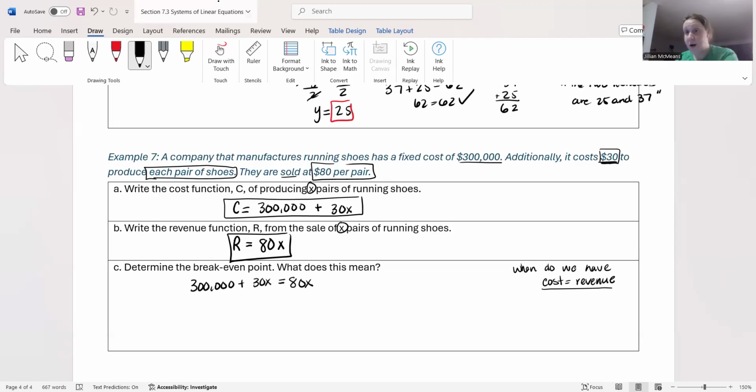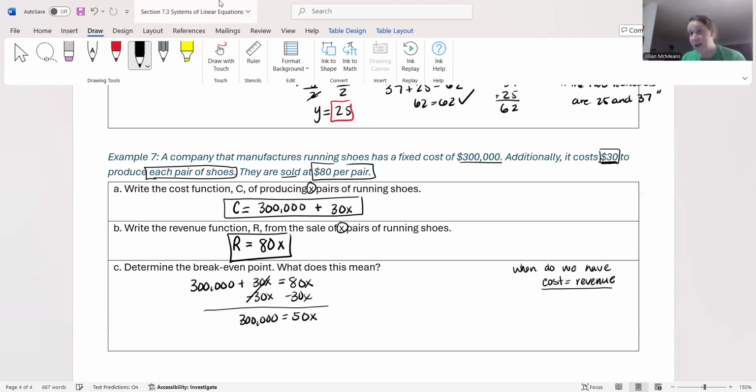So we want to get all of our x's in a single term on one side of the equation. So ordinarily, I put my variables on the left, but in a situation like this, I'll save one step by moving them to the right. So I'm going to move my 30x's to the right. Now, when I do that on the left, 30x minus 30x is just 0, and that's going to leave me with 300,000. And then on the right, 80x minus 30x is 50x.